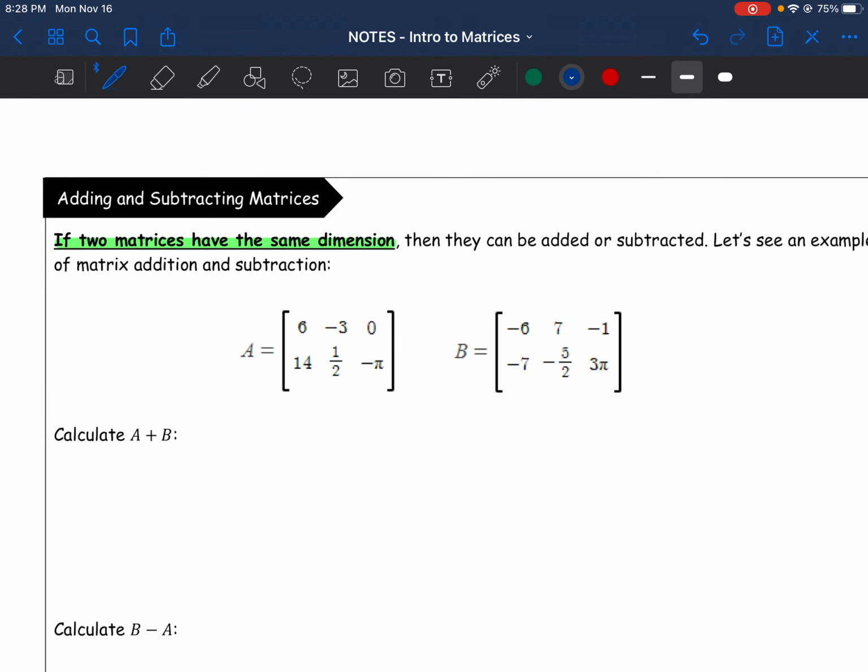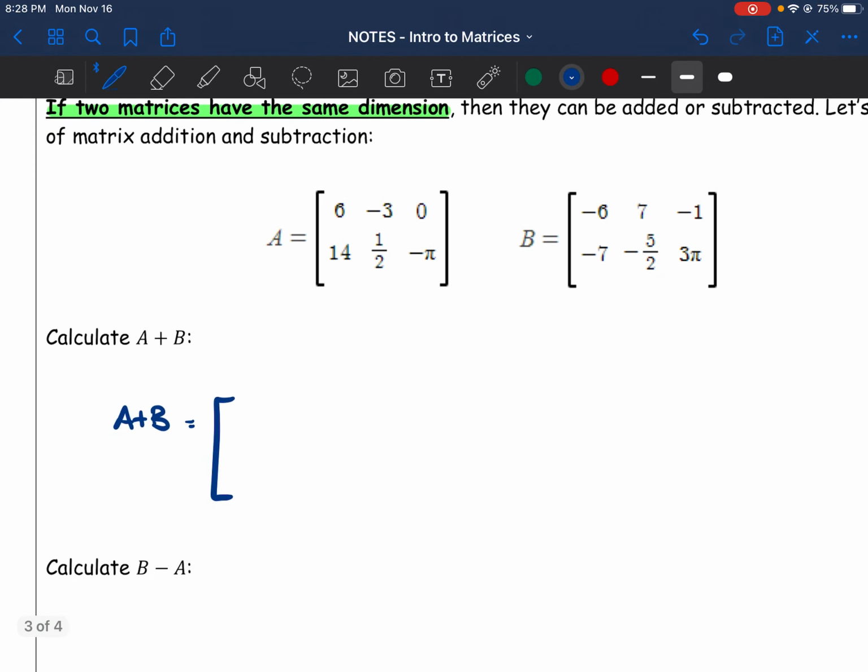If I want to add matrix A plus matrix B, so A plus B, then I'm simply going to add the corresponding elements. So for matrix A, row 1, column 1 is 6. For matrix B, row 1, column 1 is -6. So we'll have 6 plus -6. For matrix A, row 1, column 2 is -3. For matrix B, row 1, column 2 is 7. So in the sum, we will have -3 plus 7.